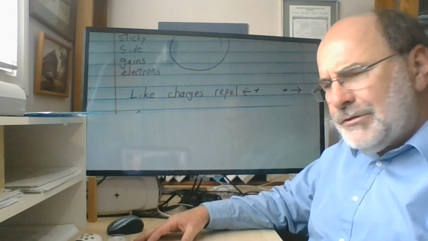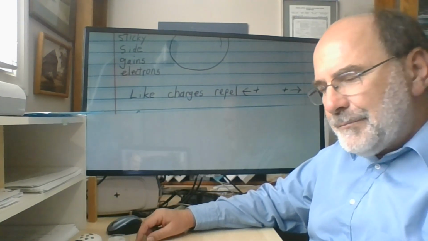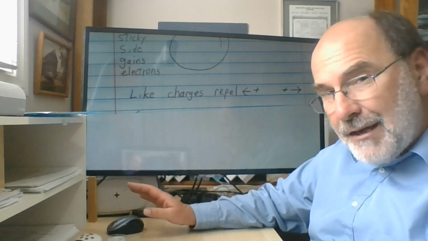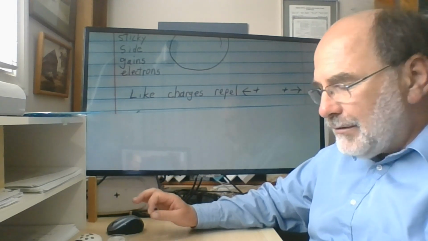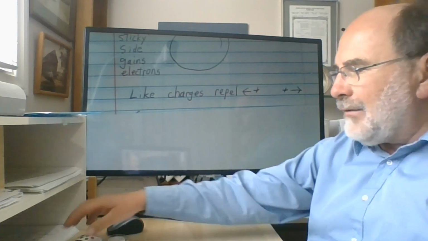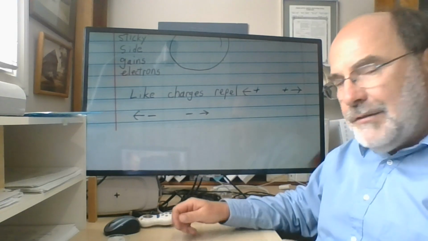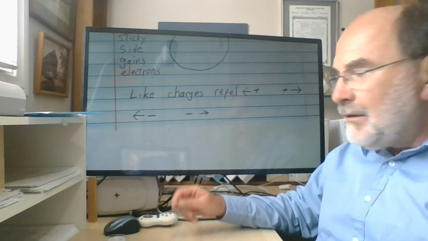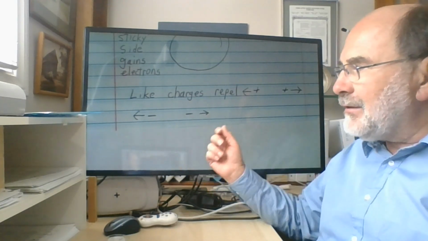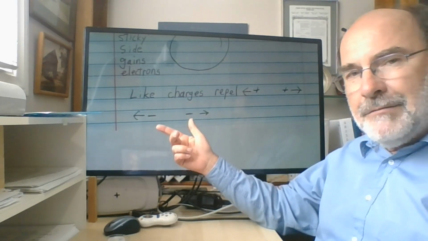Now, other stuff that you should know about electricity already. And if you don't, here's this handy dandy review. When you have like electric charges, two charges of the same sign, like charges repel. So if I had some positive charge and another positive charge, those charges would repel each other. What if I had two negative charges? Those are like charges. Like charges don't like each other, so they repel each other. Two positives repel, negatives repel negatives.